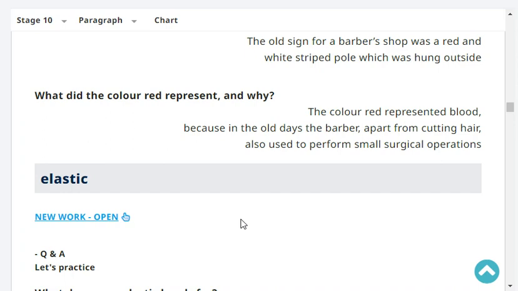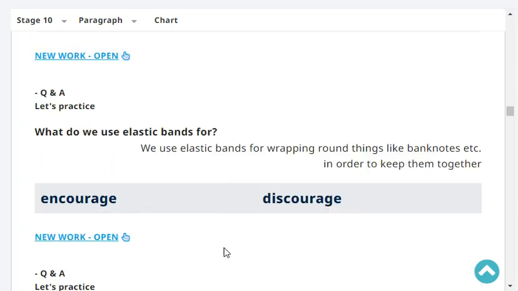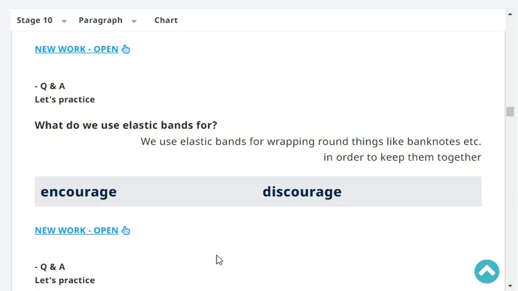What did the color red represent and why? The color red represented blood, because in the old days the barber, apart from cutting hair, also used to perform small surgical operations. Very good.